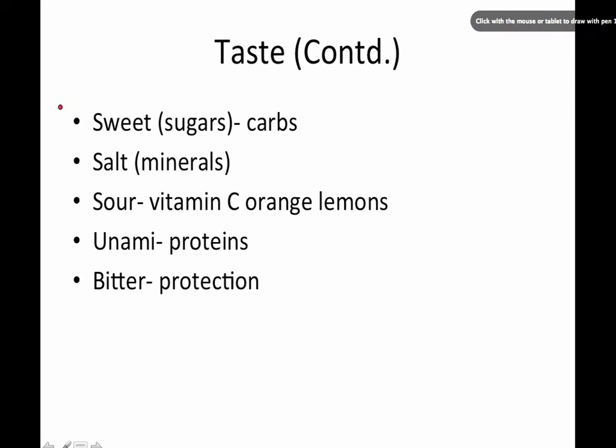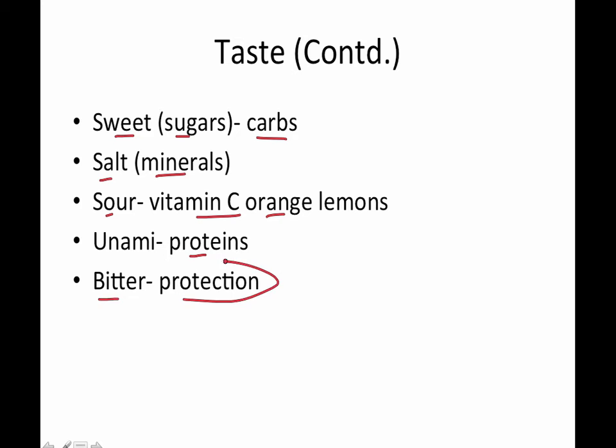So you have different taste sensations. We have sweet, which is sugars or carbohydrates, and salts, which are minerals. Then we have sour, which is generally our source of vitamin C, like oranges and lemons. Umami is proteins or meat. Bitter gives us our protection.